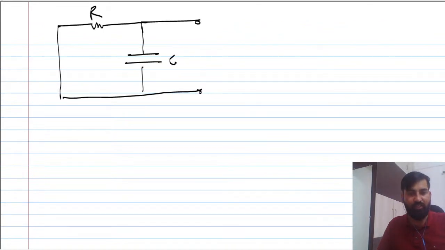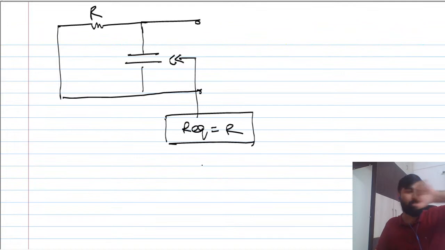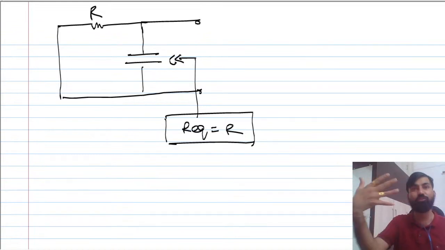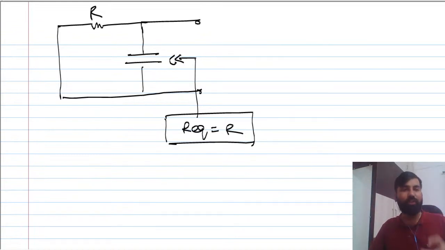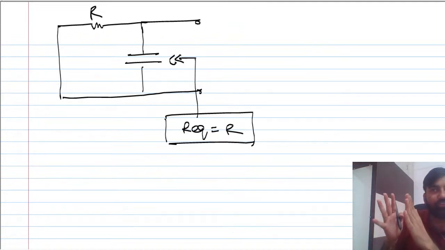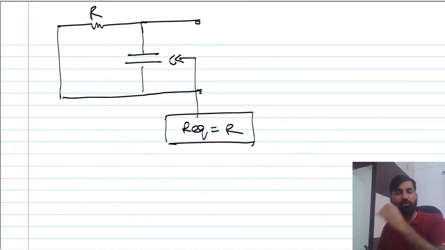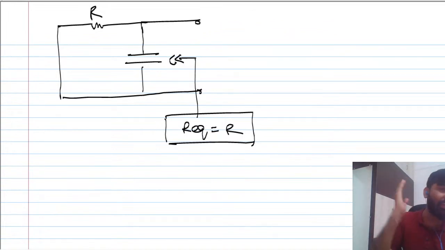If you're seeing from here, what is R equivalent, guys? R equivalent is basically R only. If you are looking back into the network from the capacitor, this is just like finding the Thevenin equivalent. We always look back into the circuit to find R equivalent. We always calculate the time constant of the circuit after t equal to 0, after the switch is closed, once the transient has happened.